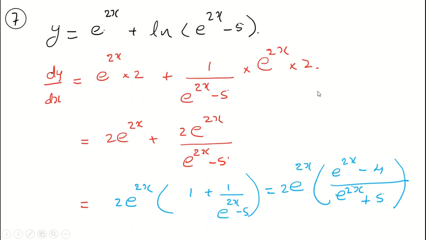Another example, y equals e to the power 2x plus 1, ln of e to the power 2x minus 5. E to the power 2x into 2, plus 1 over e to the power 2x minus 5 into e to the power 2x into 2. E to the power 2x is common, it's taken out: 1 plus 1 over e to the power 2x minus 5. This could further be simplified as e to the power 2x minus 4 divided by e to the power 2x minus 5. We take the common denominator here.